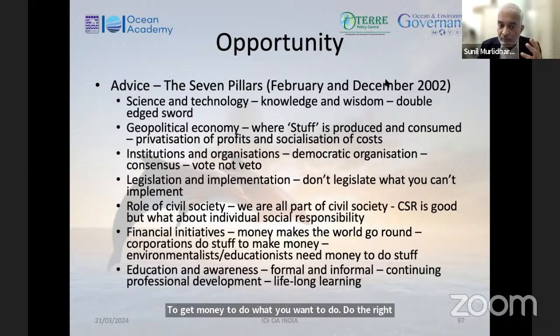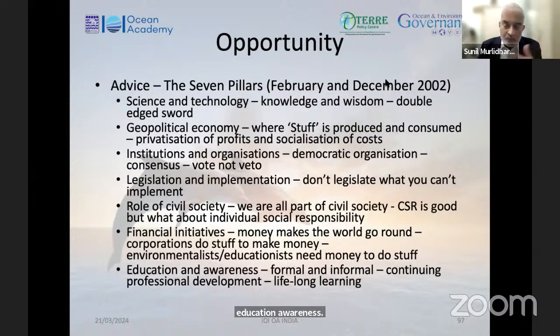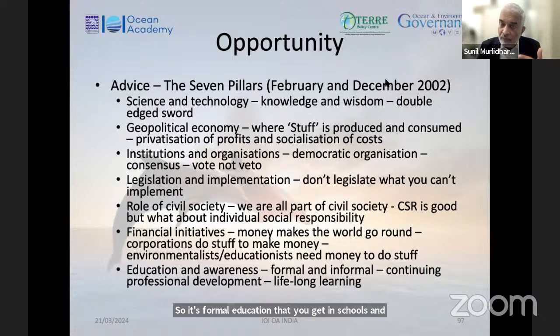And finally, of course, the seventh pillar, education awareness. So it's formal education that you get in schools and colleges, all very good. But informal education is also extremely important. Continuing professional development. You cannot say, I've got my degree from a prestigious place, and I'm done for life. No, you have to retrain yourself every so often. You have to learn new things because the world is changing. You have to relearn, re-educate yourself and find a new way of functioning. Lifelong learning.